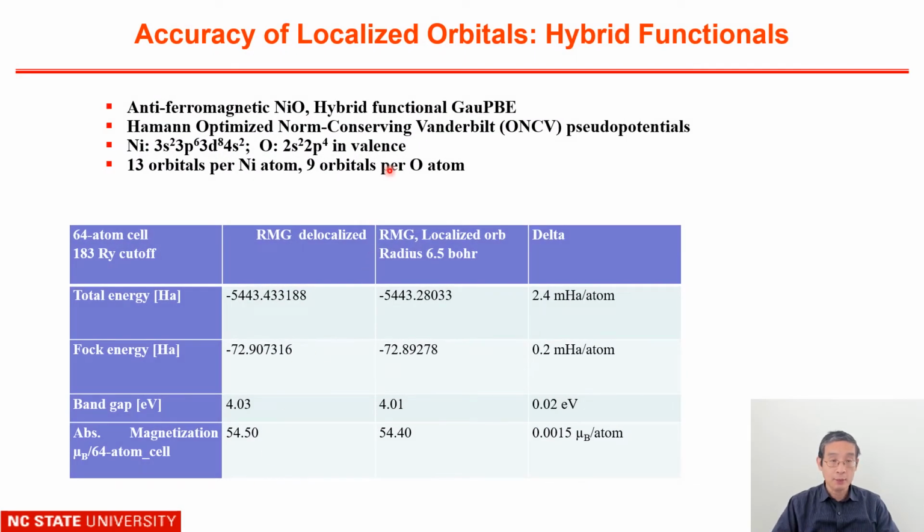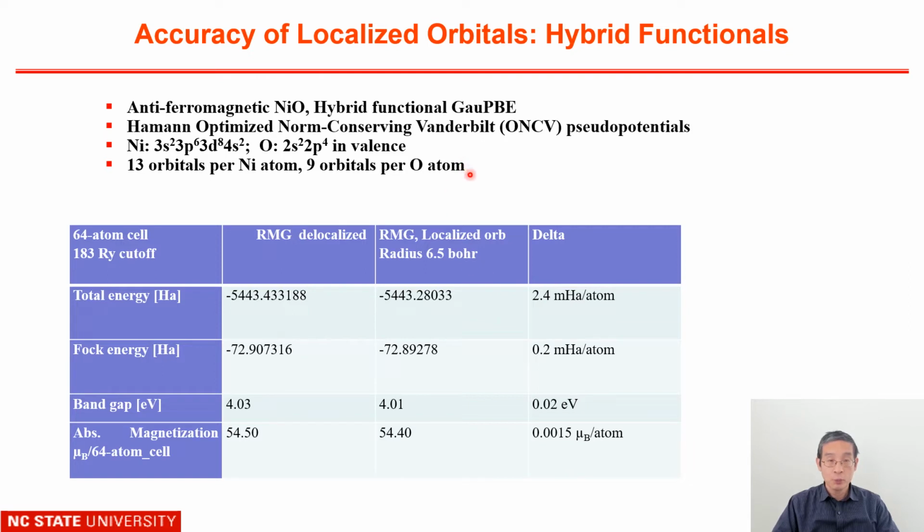This is another example to show you the accuracy. Still the nickel oxide, antiferromagnetic, but we use different functionals. These are hybrid functionals. Here I just show you the total energy, Fock energy, band gap, and the magnetization. You can still see the difference is really, really small.